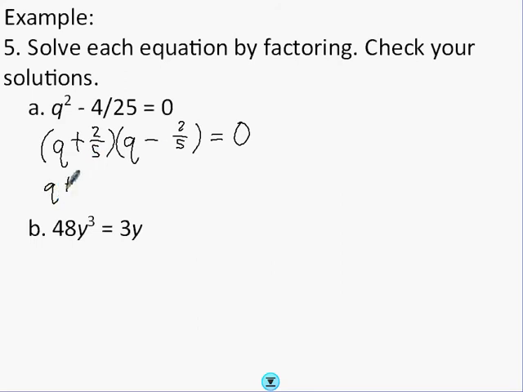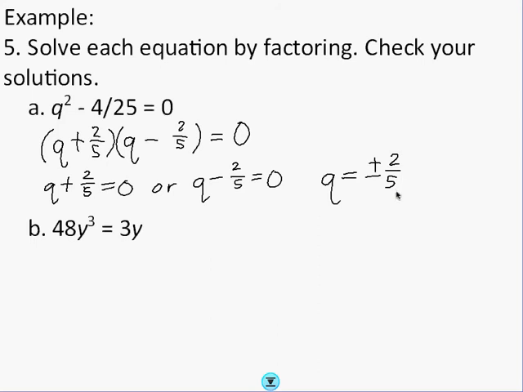Either q plus 2/5 is equal to 0, or maybe it's q minus 2/5 is equal to 0. In the situation on the left, I subtract 2/5 from both sides. The one on the right, I add 2/5 to both sides. So the way I'd write this is q is equal to plus or minus 2/5. That's 2 different answers. It could be positive 2/5 or negative 2/5.